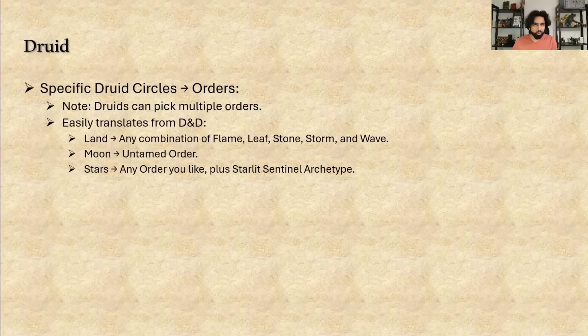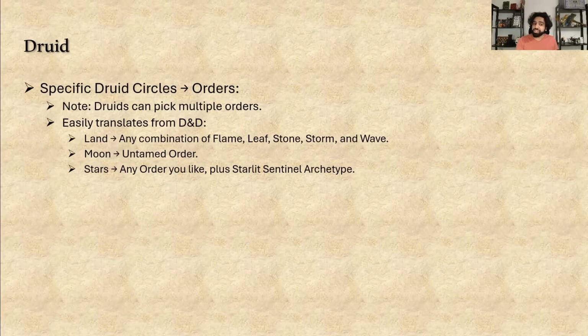So pick whatever druidic order you like. It doesn't really matter. I guess in terms of flavor, you might maybe pick Storm Druid. That feels the most appropriate. And then pick the Starlit Sentinel archetype. The Starlit Sentinel archetype is basically a magical girl archetype. You surround yourself in a constellation. It gives you a bunch of cool things.